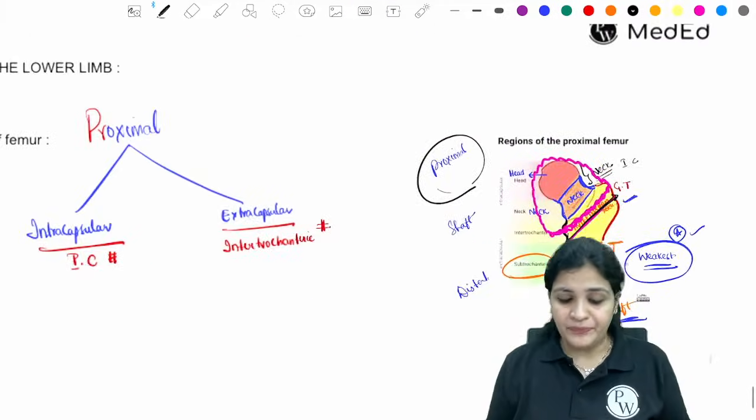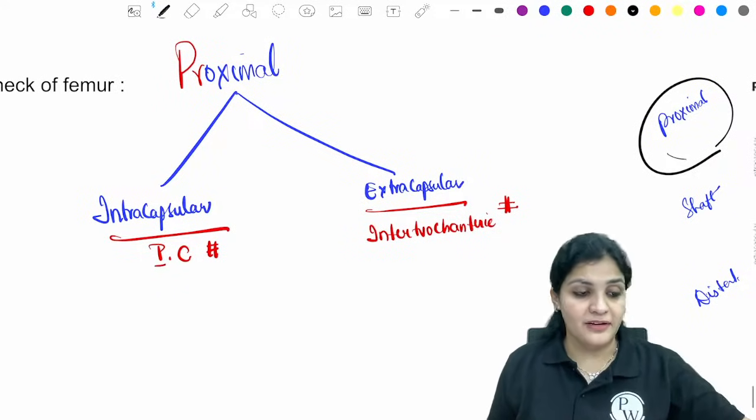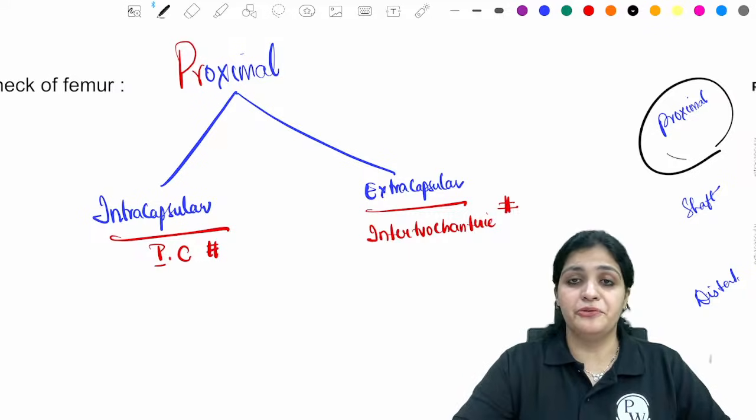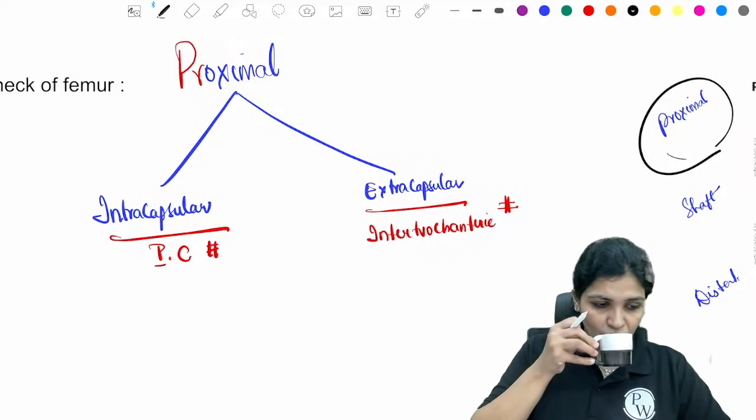Is this clear? It is very, very important to identify whether it is an IC or an IT fracture right from your MBBS, because the treatment differs a lot.